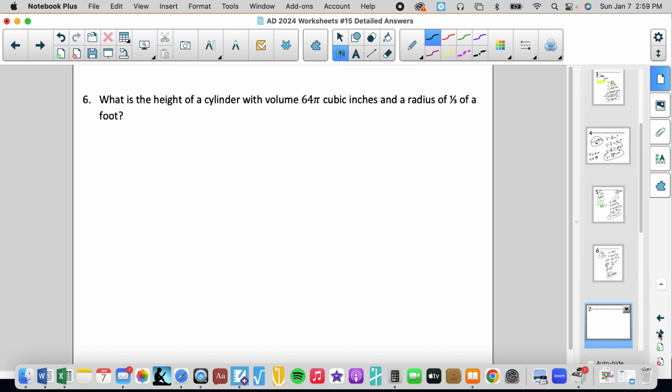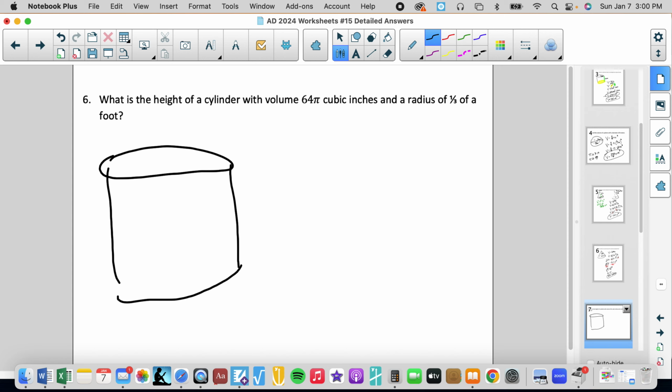What is the height of a cylinder with a volume? So here's my cylinder. I have a radius of 1/3 of a foot. 1/3 of a foot. So if a foot is 12 inches, 1/3 is going to give me 4 inches. So my radius is going to be 4 inches. I don't know what my height is. That's what I'm solving for.